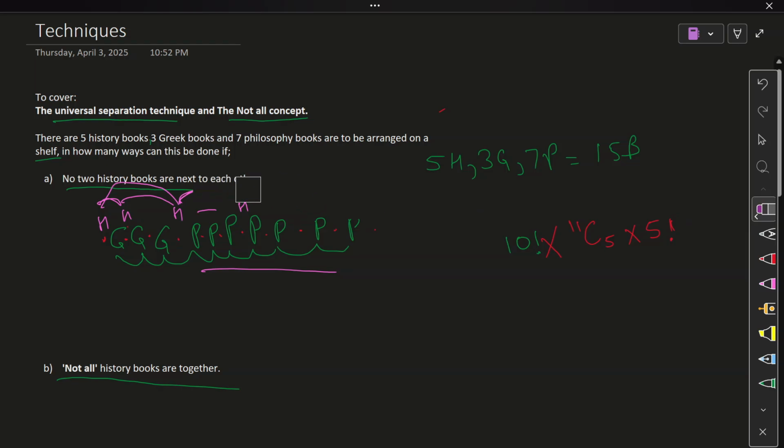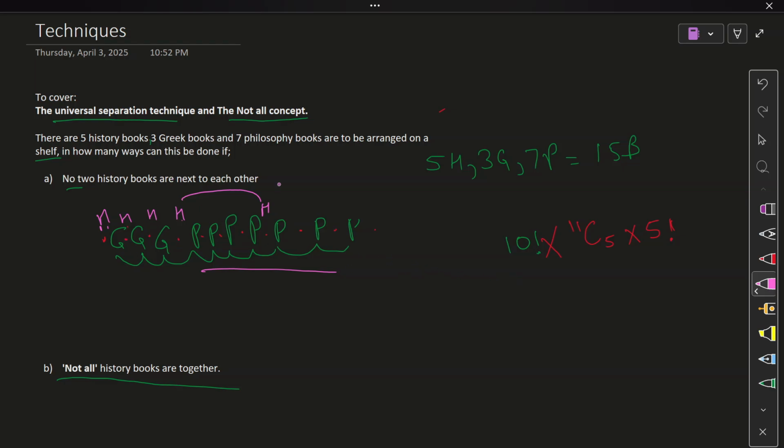Another case could be like this: 1, 2, 3, 4, 5. Four of them are separated by 1, but this one and this one are separated by 3 philosophy books. So this is what this method is doing. The universal separation technique unlocks these positions in such a beautiful way that they will always be separated by whatever the different books are, right?